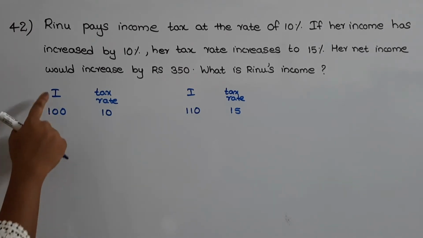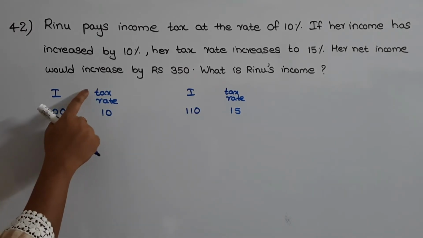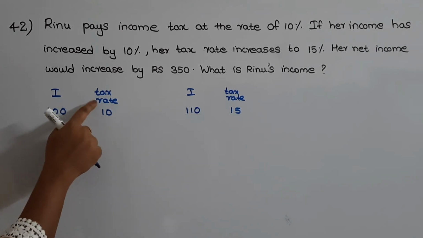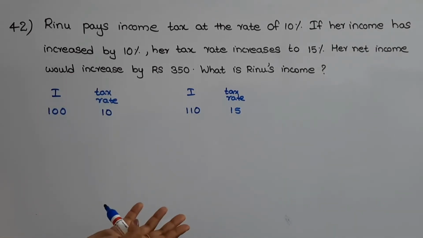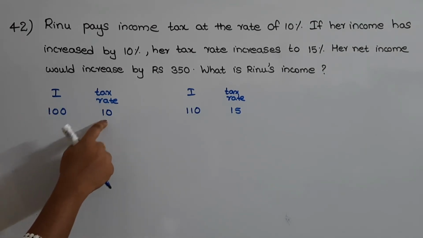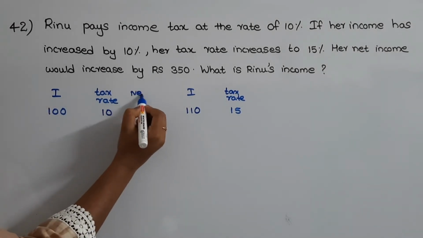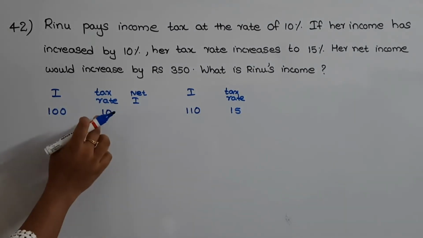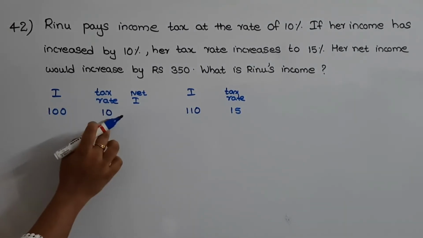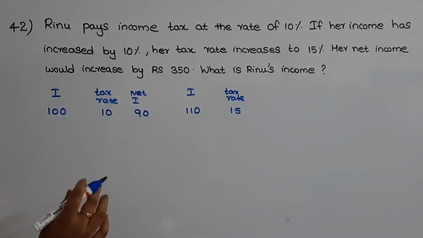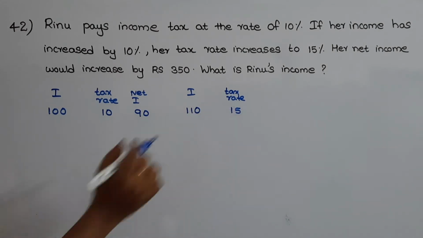First, let us find out the net income in this case. Here the income is 100, the tax rate is 10. Whenever income is 100, the tax rate will be equal to the tax. So we can say that income is 100, tax is 10. So what will be her net income, or what will be the income that she is having with her after paying tax? That will be 100 minus 10, that is 90.